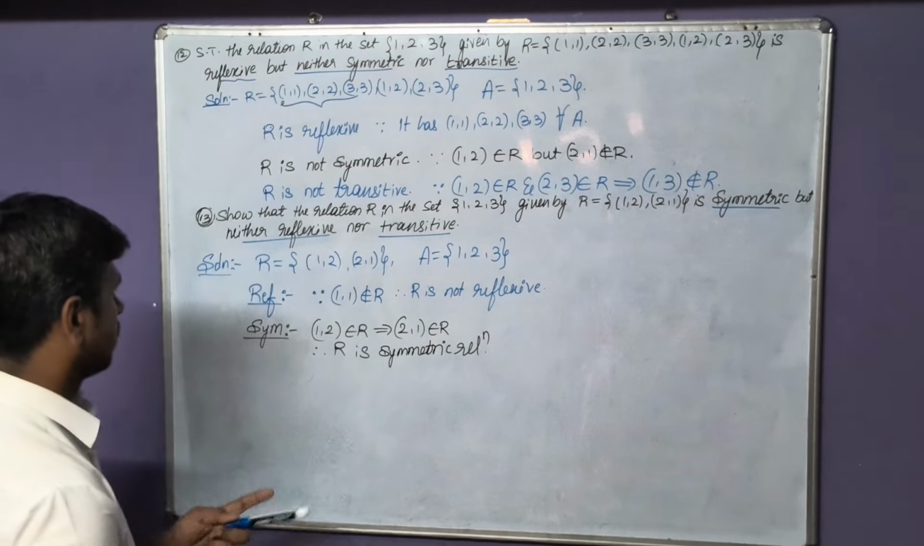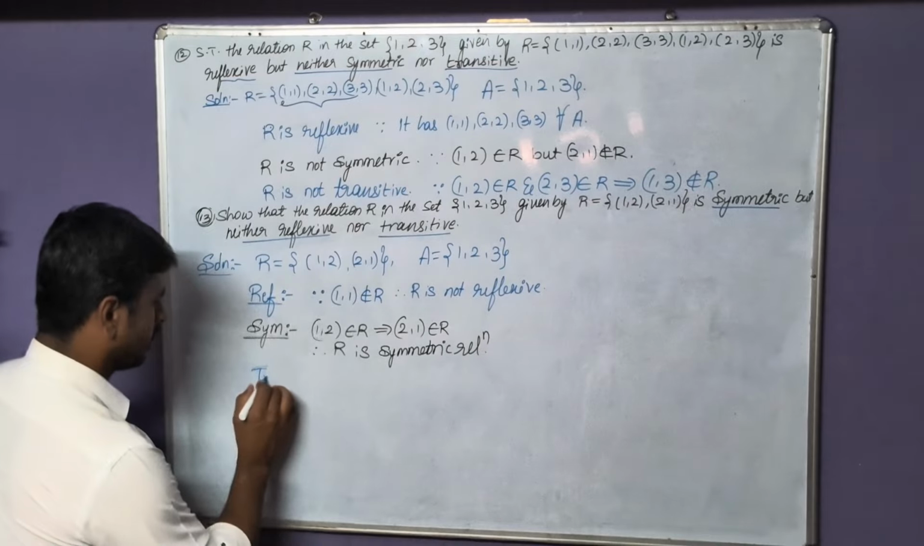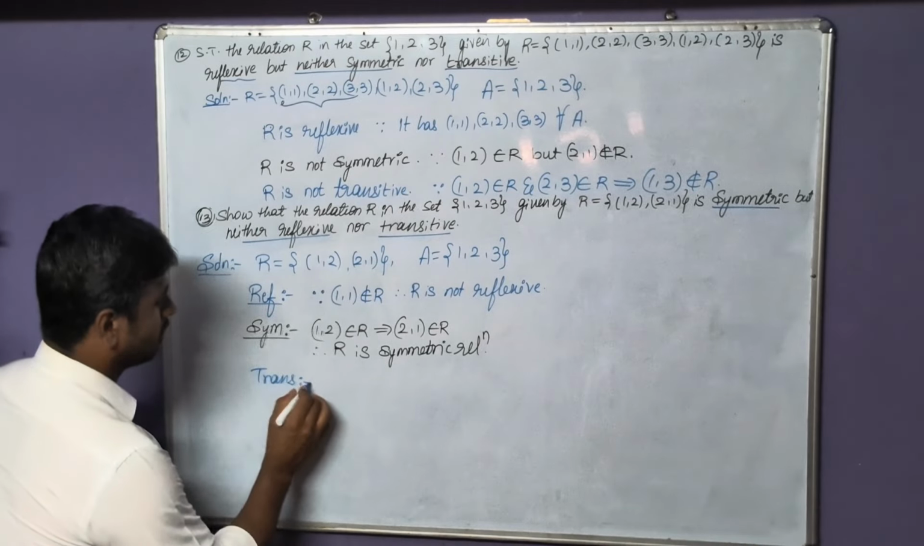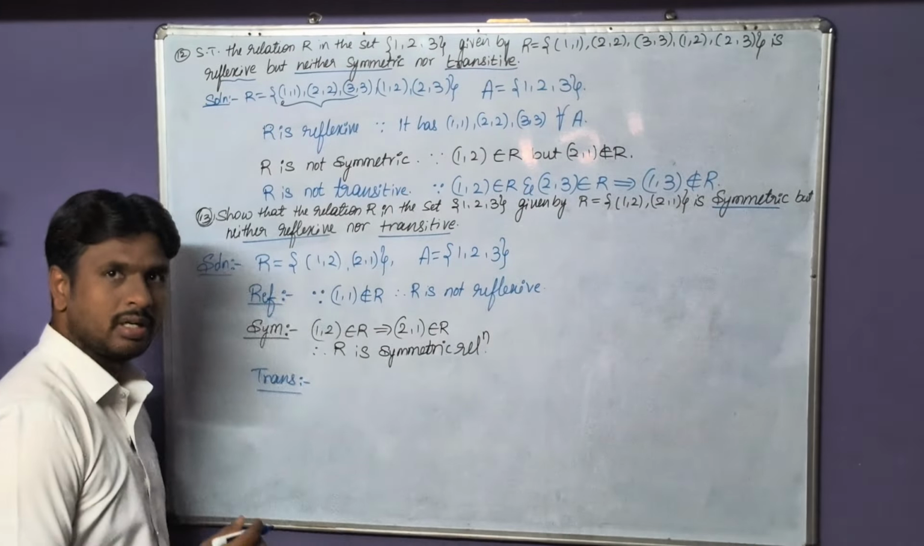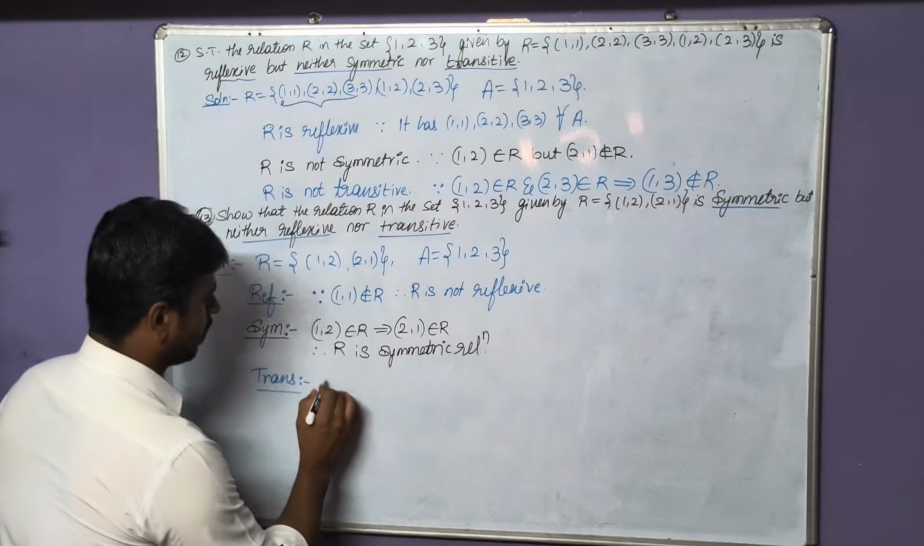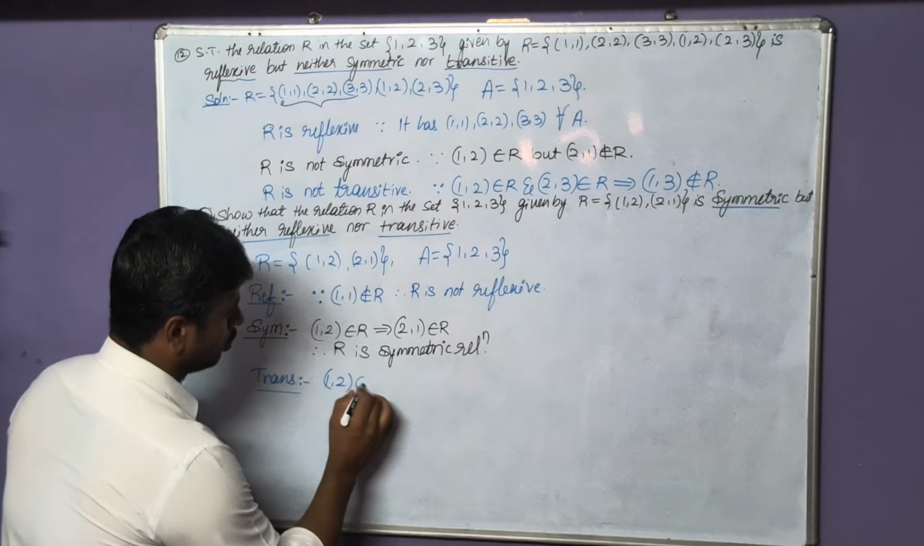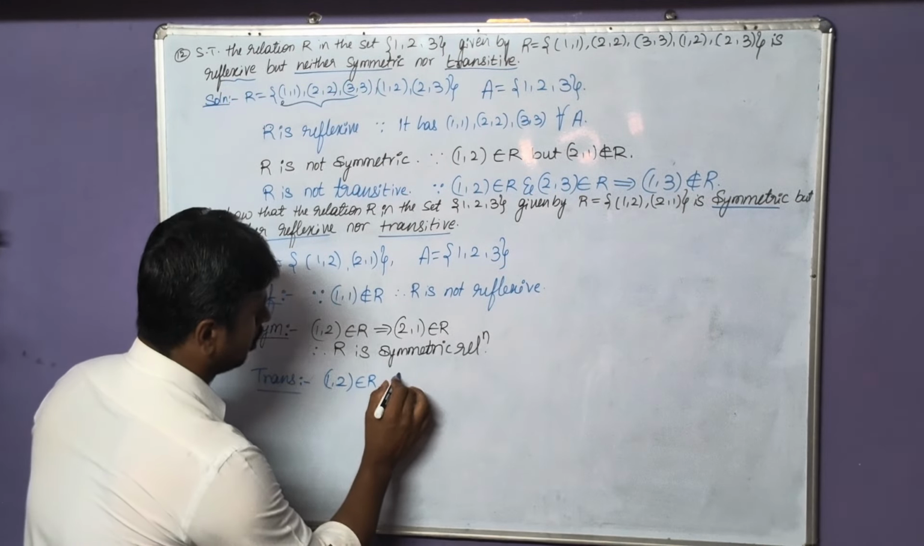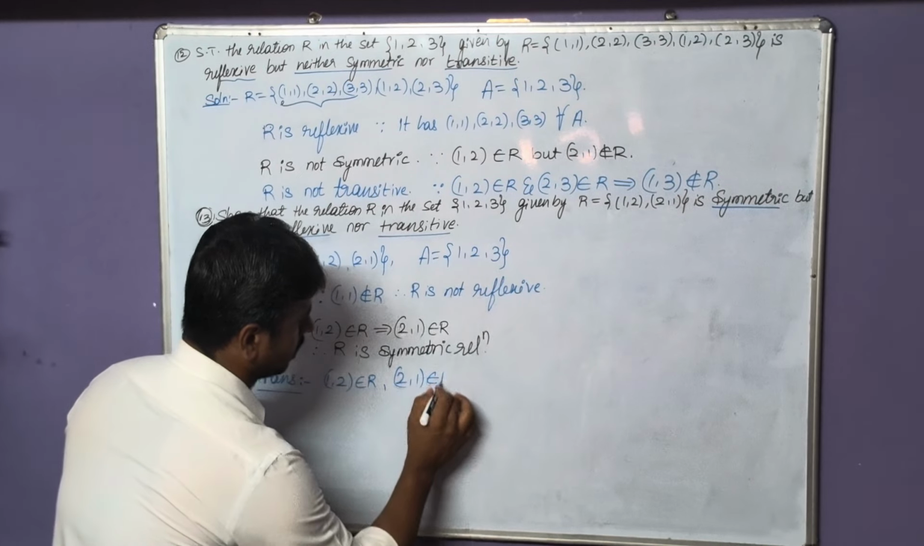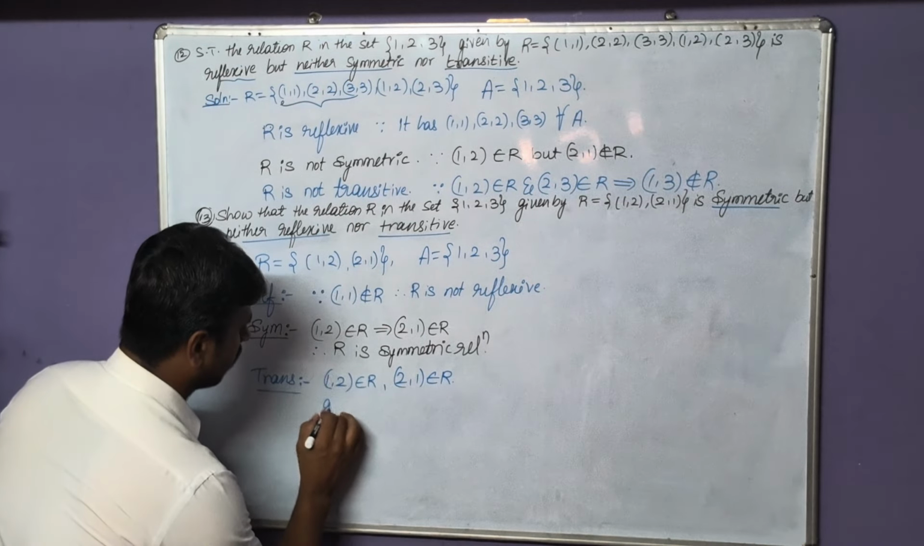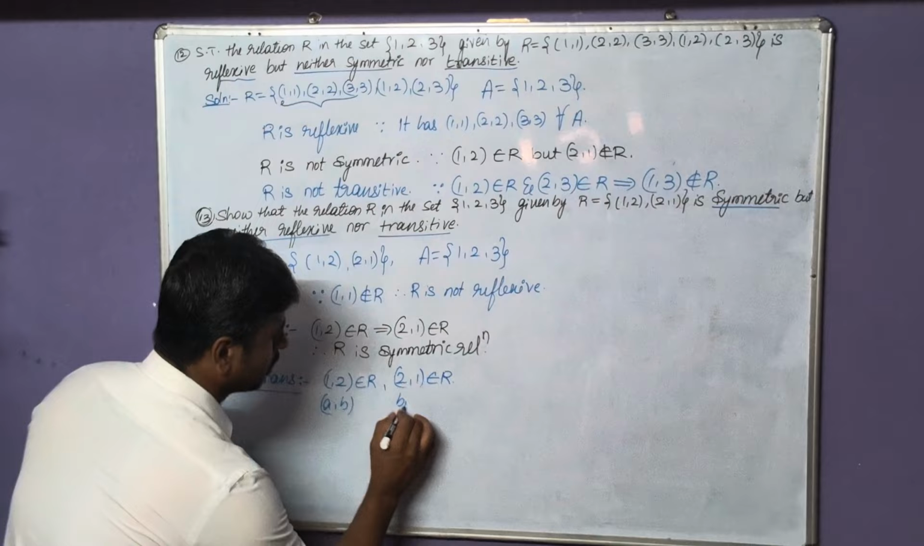And the last one is transitive. Can we say that the given relation is a transitive relation? Our intention is to prove that the given relation is not transitive. Why is it not transitive? Let us see. Here we have the ordered pair (1, 2) belongs to R and (2, 1) belongs to R. These two ordered pairs are in the form of (a, b) and (b, c) format.